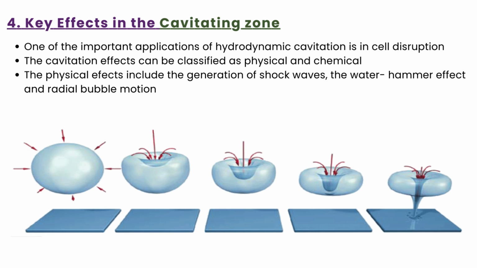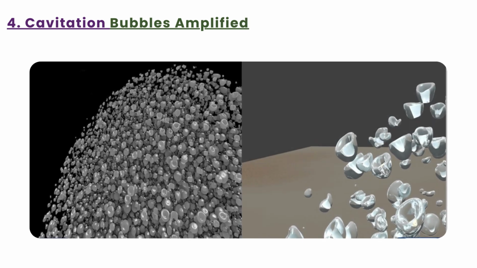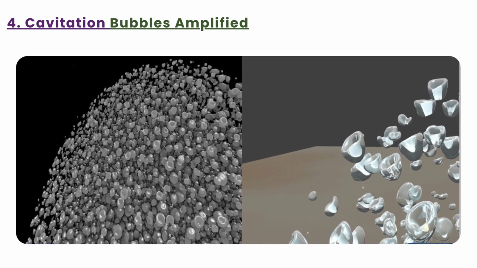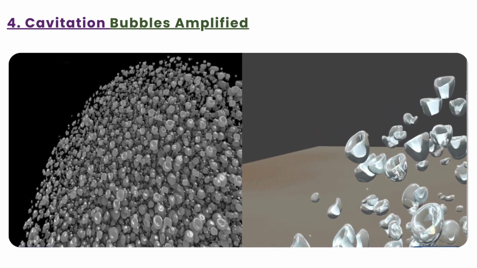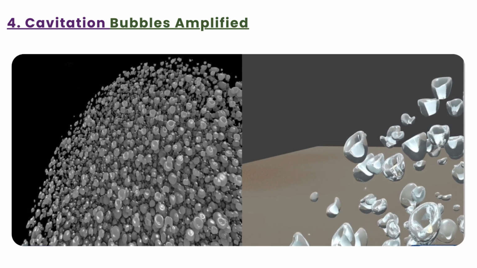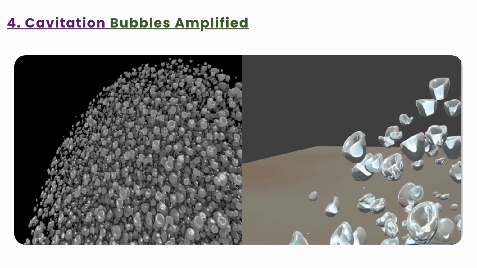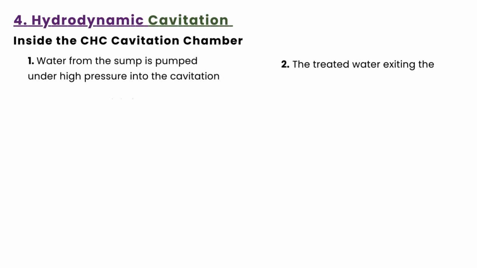One of the important applications of hydrodynamic cavitation is cell disruption. The cavitation effects can be classified as physical and chemical. The physical effect includes generation of shock waves, the water hammer effect, and radial bubble motion. And here they have amplified, and you can see how the bubble, which is supposed to be round, is getting a cavity inside it, which is clearly seen.